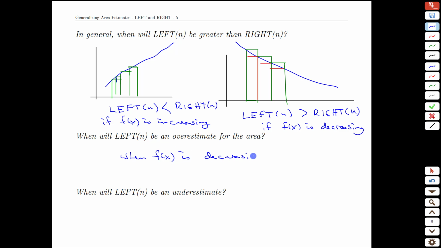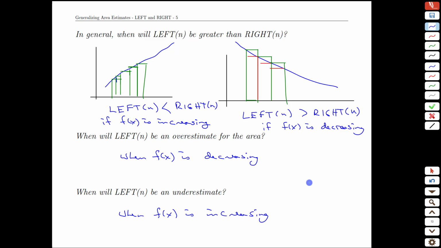I wouldn't memorize these rules. I would actually just draw out the pictures, and you can quickly discover what you see here graphically, that the green rectangles will be larger than the area captured underneath the blue line. And when would we get an underestimate using the left-hand rule? Well, when the function's going up, then again, each time we build a rectangle with a function that goes up, we're missing something when we build our rectangle from the left-hand side. And we can see that most easily again with a picture.